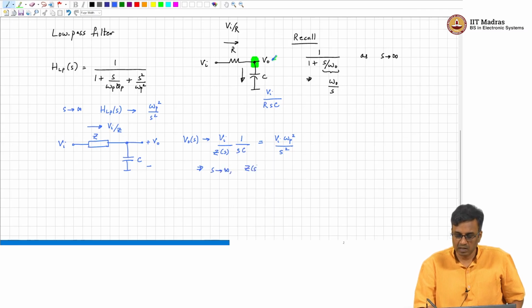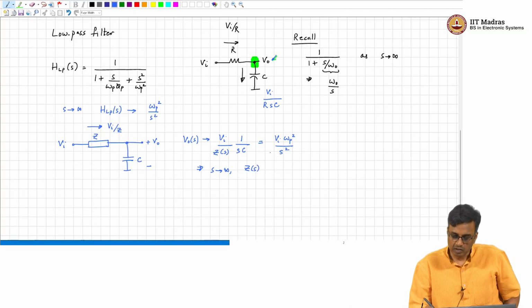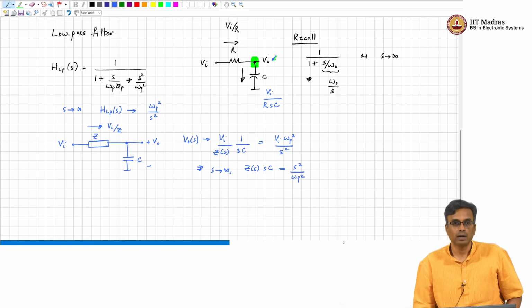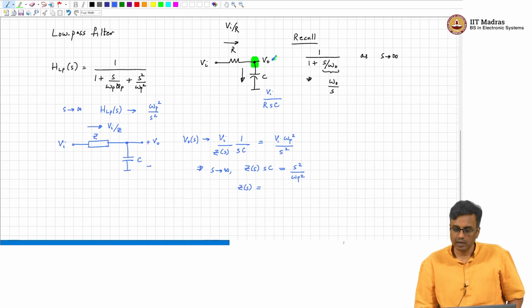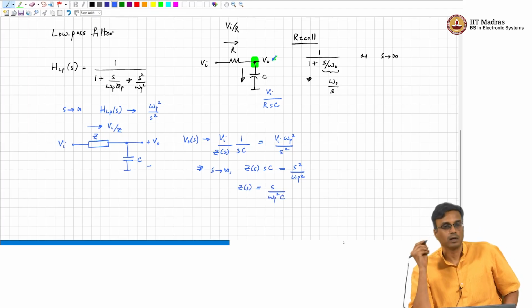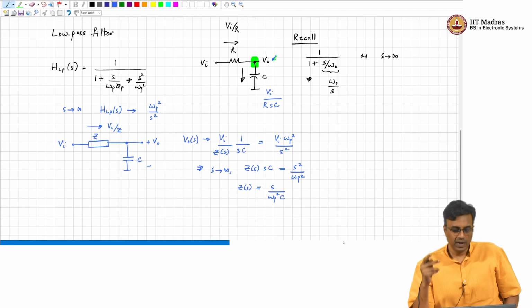Z of S times SC must be equal to S square over omega p square. Therefore, Z of S as S tends to infinity must go as S over omega p square times C. So, what impedance can you think of?